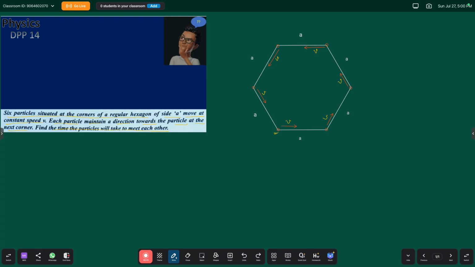So particles are kept at these corners. The red ring is representing the particle, and you can see the particle at every corner is moving with velocity v towards the next particle, and the same way the next particle is moving with velocity v, or speed v, constant speed v, to the next particle, and so on in this hexagon.